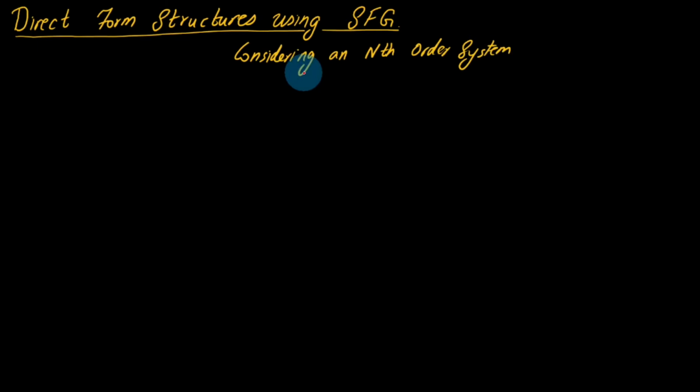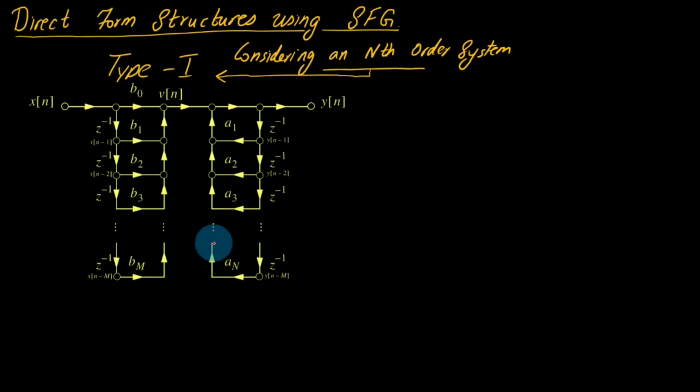We are considering an nth order system. This is a very generic form. In this system, we have a type 1 form, and that type 1 form is expressed over here. The source node is x of n and the sink node is y of n. On the left side over here, we have zeros. In the transfer function, the zeros are in the numerator, so these are those zeros which are on the left side.